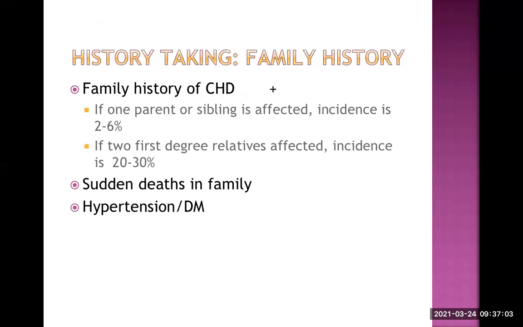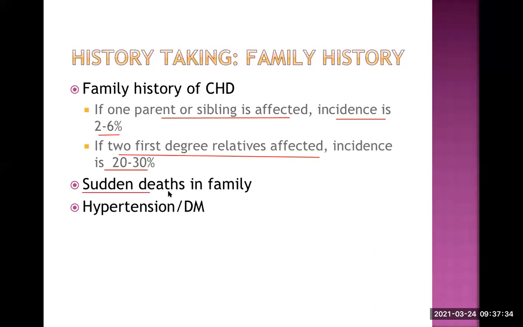Now, what about the family history? What is the importance of taking family history in case of congenital heart disease? See there, if one parent or sibling is affected, the incidence of having congenital heart disease is 2 to 6%. Whereas if two first degree relatives are affected, then the incidence is 20 to 30%. So it shows how important this history is. It may run in the family, and this gives us a very important clue.